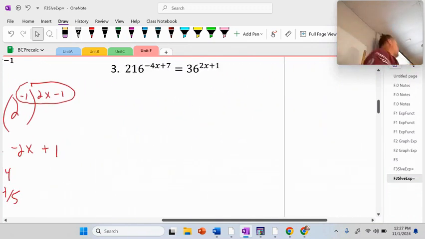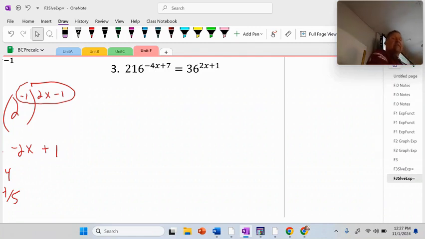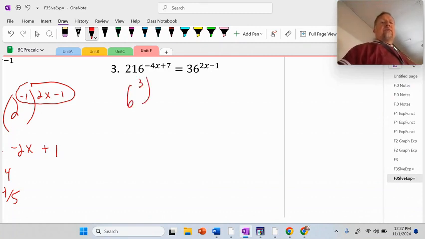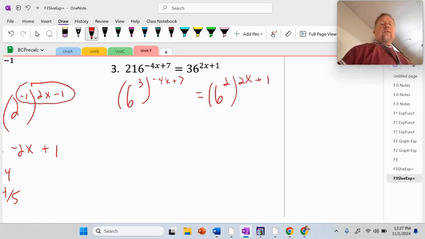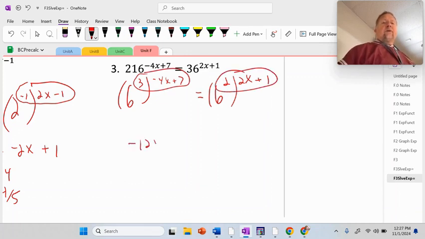What's the common base between 216 and 36? 6. What's 216? 6 to the third, negative 4x plus 7. And then this is 6 squared, 2x plus 1. And then what do you do with these? You multiply. You already know. Negative 12x plus 21. We won't do any more checking on the calculator.